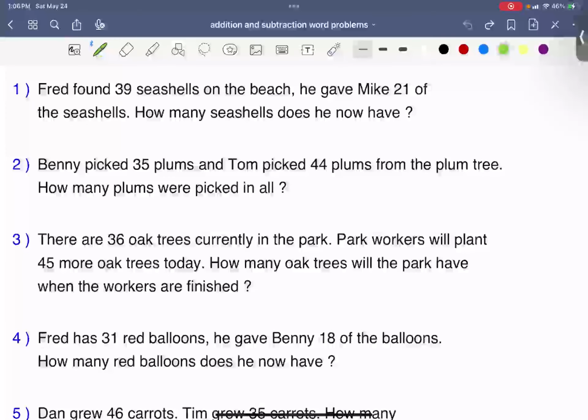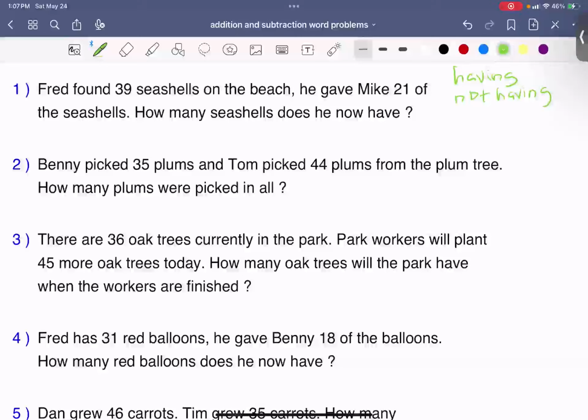In this video, I'm going to show you how to solve word problems involving addition and subtraction. Addition and subtraction word problems essentially are about having and not having. So I'm going to look for having words, and I'm also going to look for not having words. Let's look at the first problem.